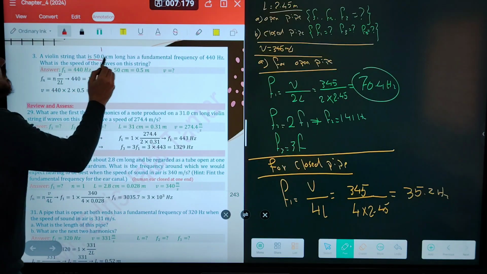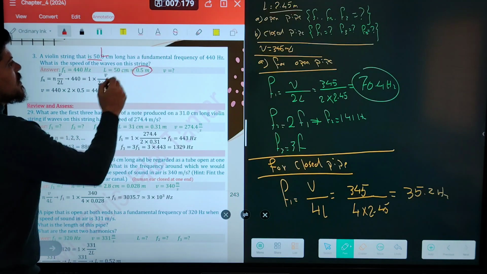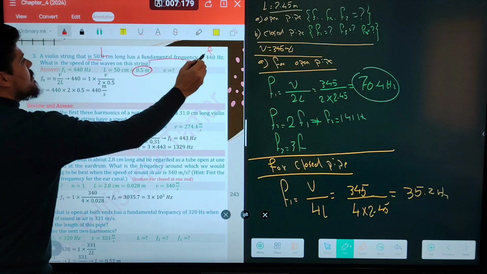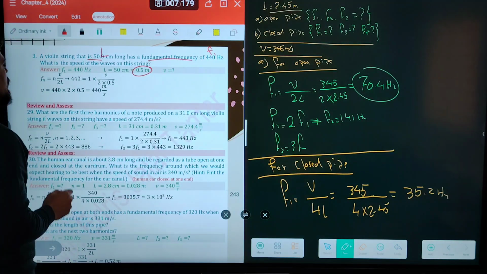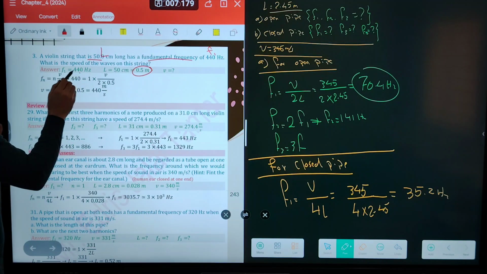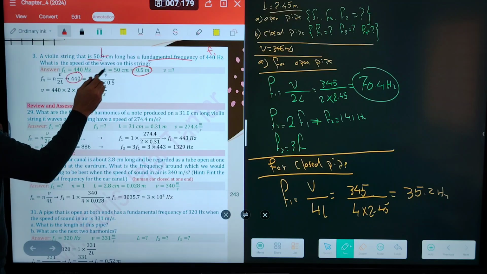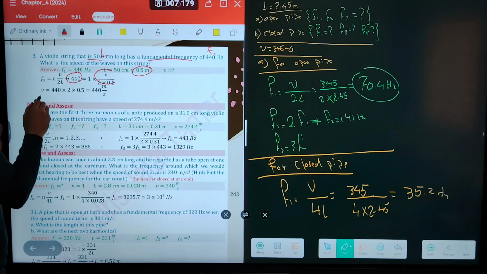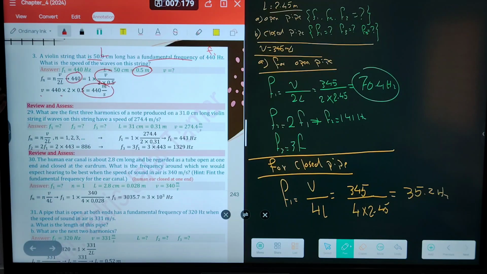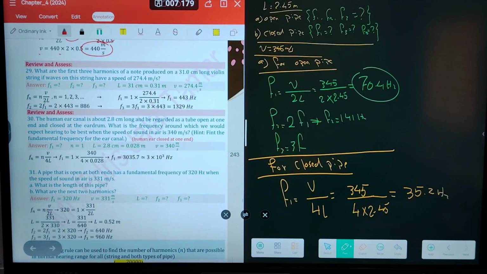For the string, this is the length. Convert to meters. This is the frequency, the fundamental frequency. What is the speed? You have to rearrange. If we have F1 equals V over 2 times 0.1, V is equal to what? 440. Rearranging the equation, you can find V.